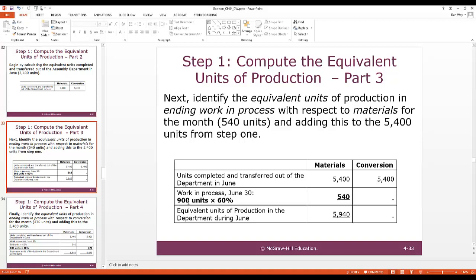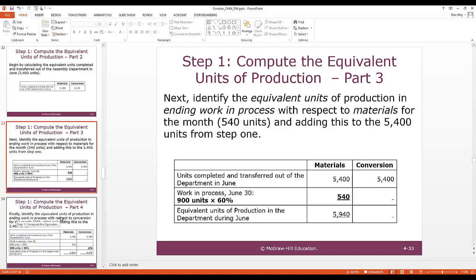So we had 900 units in ending work in process, and we said 2 slides ago that those were 60% finished with respect to materials. So in terms of equivalent units, that's 900 times 60%, or 540 units. So our equivalent units of production in the department during June with respect to materials is 5,940. And that's the 5,400 that were completed and transferred out in June, plus the 540 equivalent units with respect to materials that are sitting in ending work in process at the end of June.